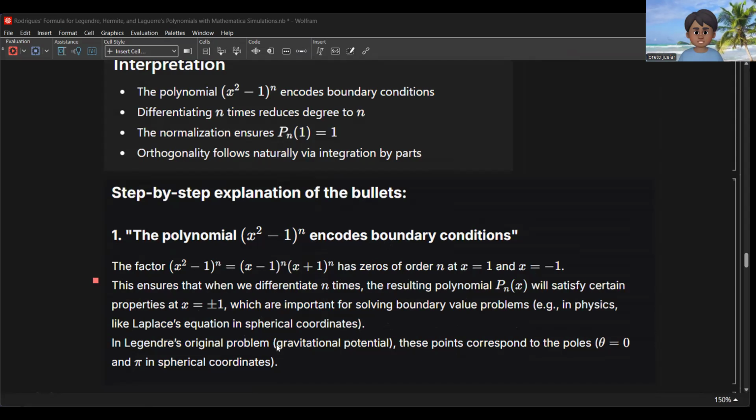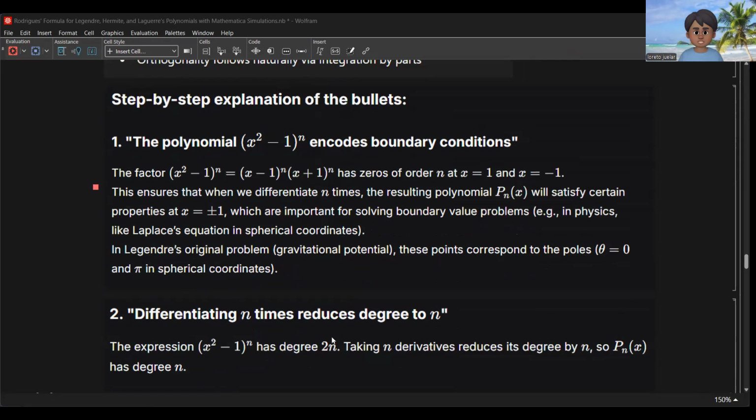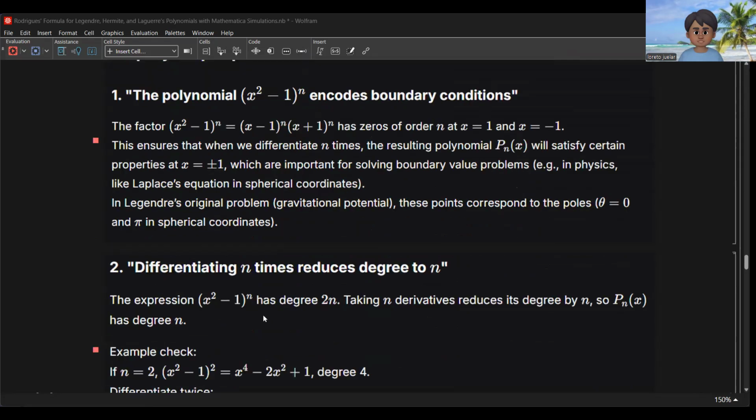For example, in physics, like the Laplace equation in spherical coordinates. In Legendre's original problem, gravitational potential, these points correspond to the polar angle equal to 0 and pi in spherical coordinates. So differentiating n times reduces the degree to n. The expression (x squared minus 1) raised to the n has degree 2n, so taking n derivatives reduces its degree by n. So P_n(x) has degree n.